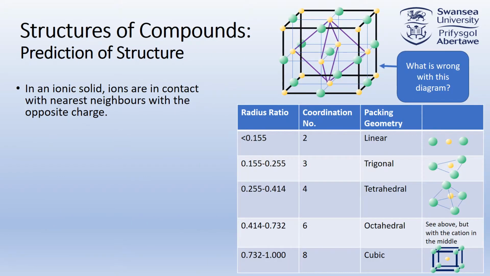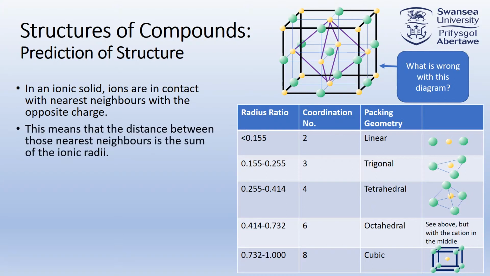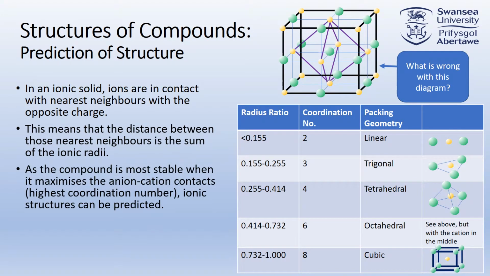So on the basis of the previous information, we can actually quite accurately predict the structure of our ionic compounds. It seems like common sense, but I need to reinforce that in ionic solids, ions are in contact with nearest neighbours that have the opposite charge because they're attracted to each other. This means the distance between those nearest neighbours is the sum of the ionic radii. Our compound is going to be most stable when it maximizes those anion-cation contacts.